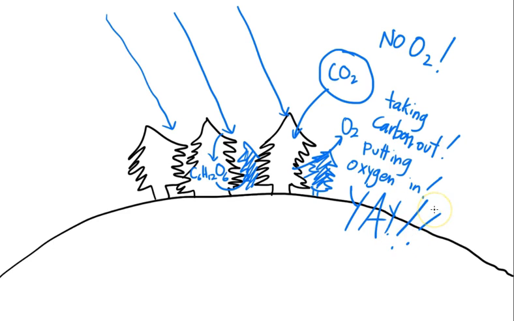Yay! Why? Because this was starting to create an atmosphere that we could live in. If we didn't have this entire thing going on, we wouldn't have been around. It's a fascinating thing to think about, that this process of all these trees just churning away, saying, hey, we got a way of making more of us, and they start doing it, and it goes on for a long time, actually changing the entire earth to make it livable for other creatures. Anyway, kind of a neat thing.